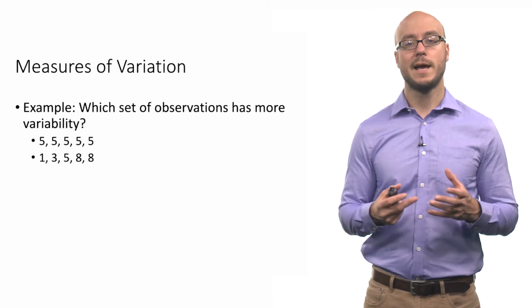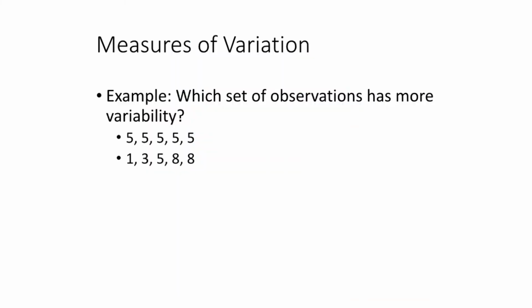So you might ask, okay, we have these two small data sets. We have one data set that consists of the number 5 repeated 5 times, and then we have another set of observations that consists of the values of 1, 3, 5, 8, and 8. These are two separate small data sets. Now looking at these two sets of data, you might say, okay, which set of observations has greater variability? Which one is more spread out? Which one has more variation?